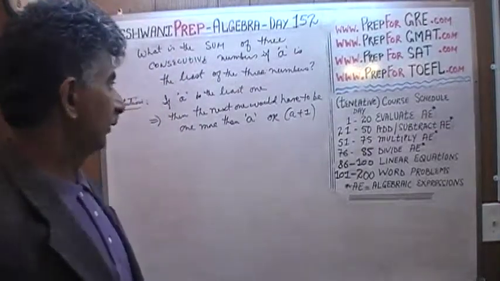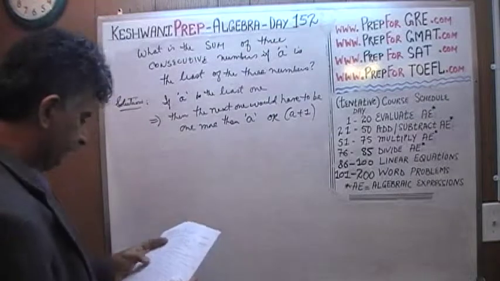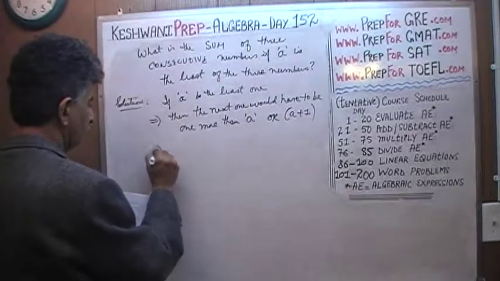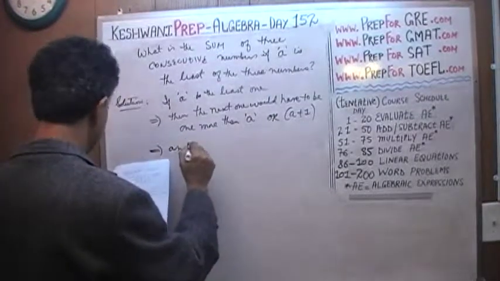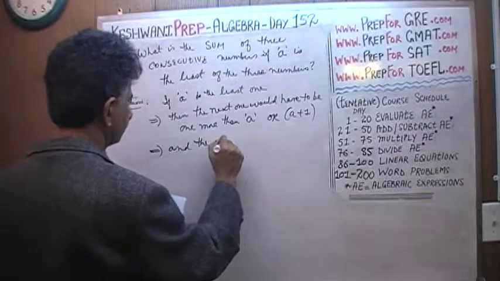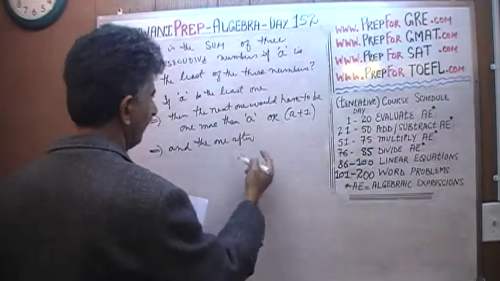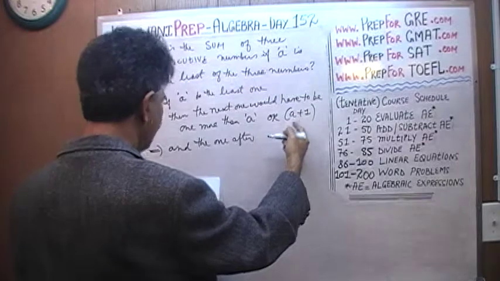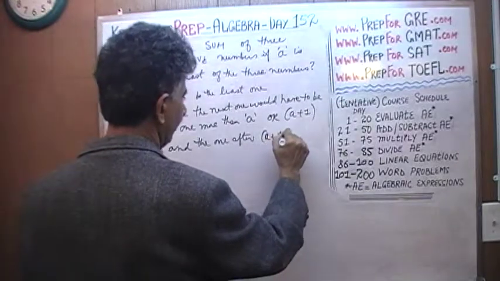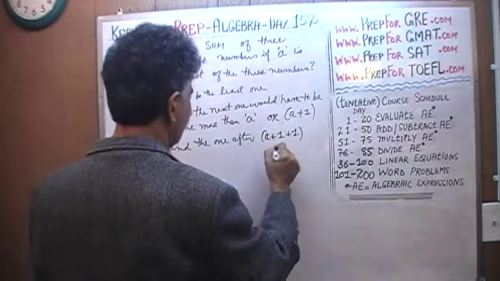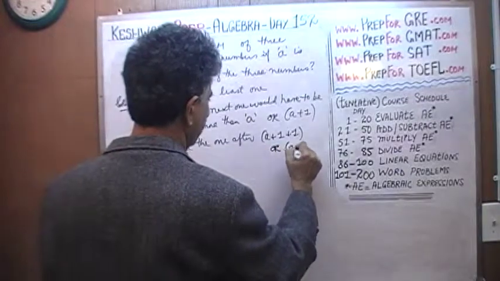The next one would have to be one more than A, and that also implies the one after would have to be one more than this one. In other words, A plus 1 or A plus 2.